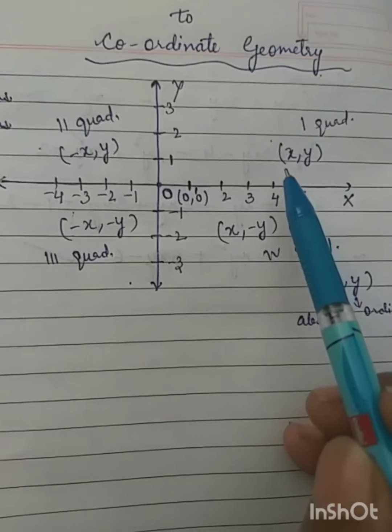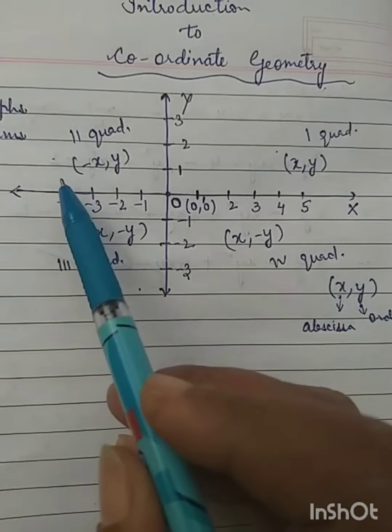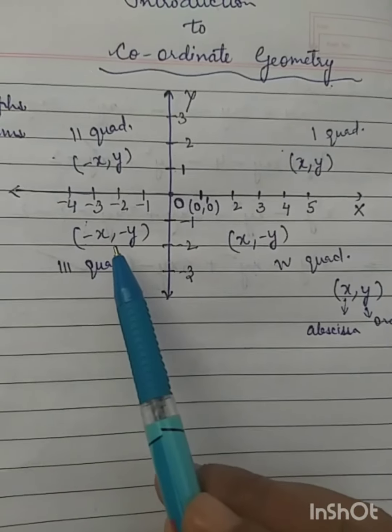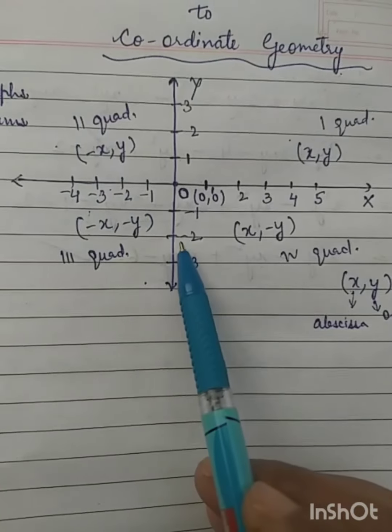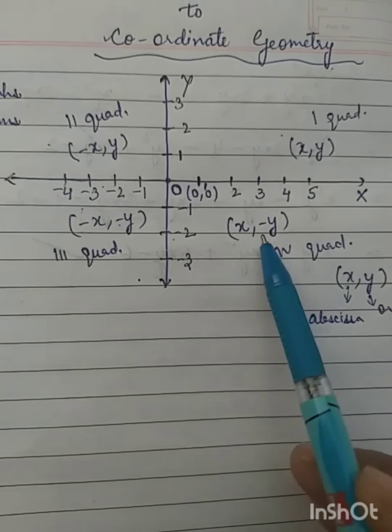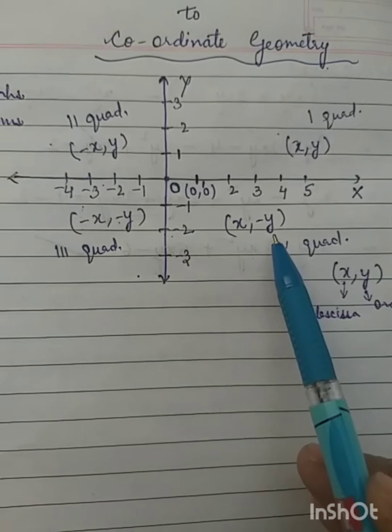Okay. In the first quadrant, both are positive. In the second quadrant, x is negative and y is positive. In the third quadrant, x and y both are negative, and in the fourth quadrant x is positive and y is negative.